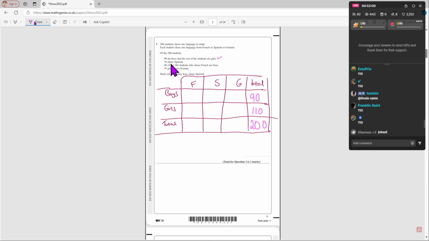Now it says 70 chose Spanish. We know that 70 students altogether chose Spanish. We're going to put 70 over here, that's the Spanish column. We've done that. Let's put a tick there.